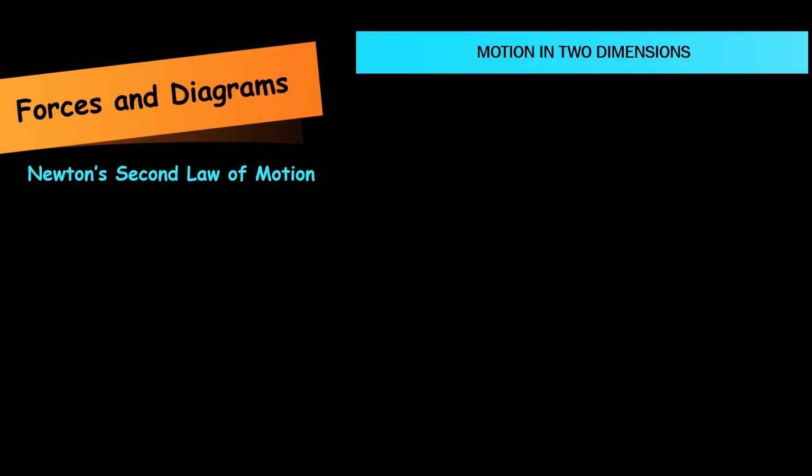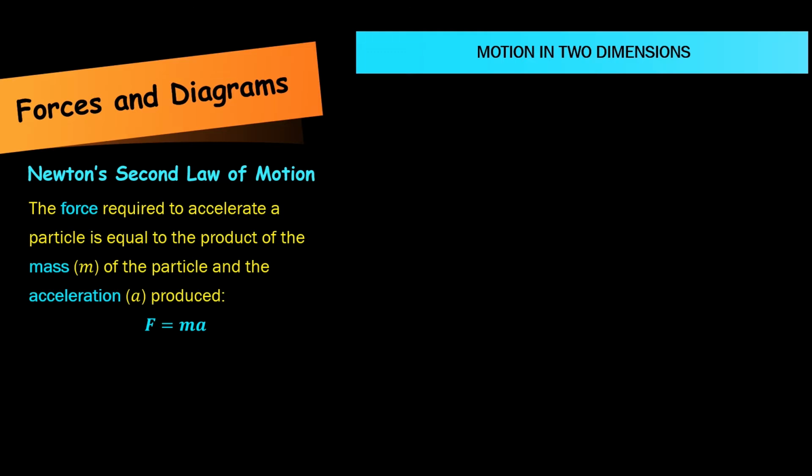Let's now take a look at Newton's second law of motion. The force required to accelerate a particle is equal to the product of the mass m of the particle and the acceleration a produced, so F equals ma. Let's take a look at some examples.